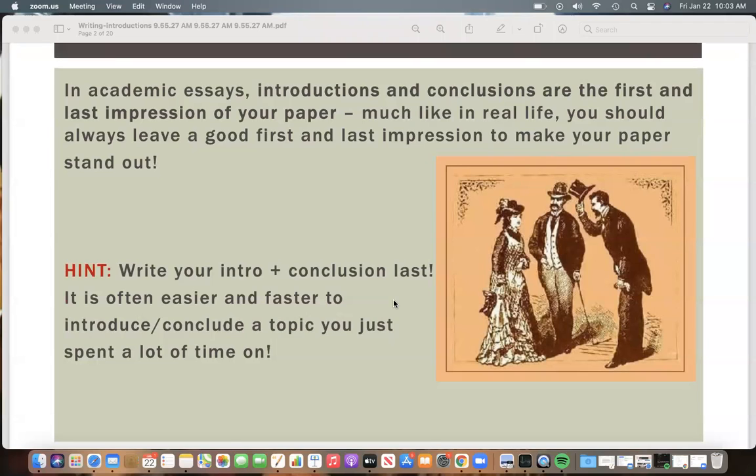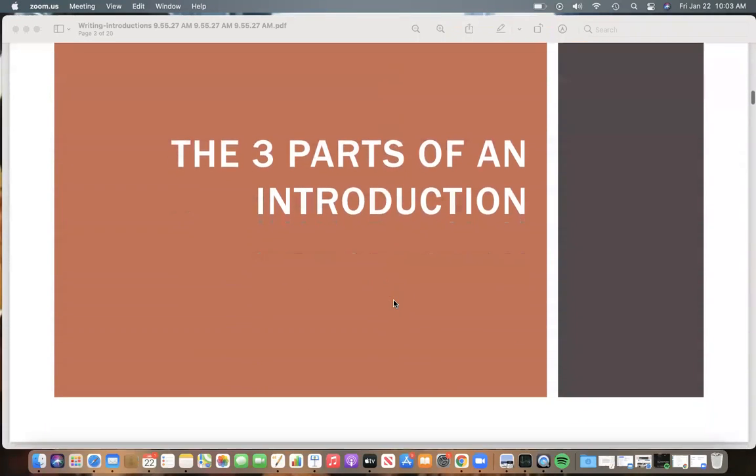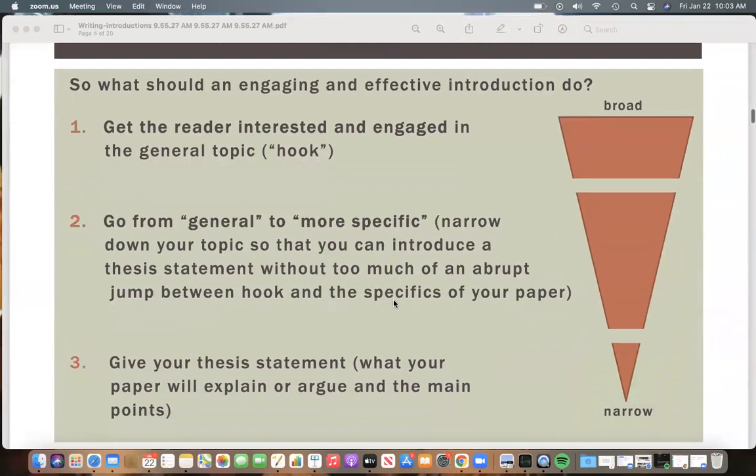So I'll usually start writing my first body paragraph, second, third, however many I'm doing, and then wrap that up in a conclusion and then go back and write my intro. It just is a lot easier to say what you're going to talk about when you've actually already talked about it. Okay, so the introduction has three parts if it's an effective one.